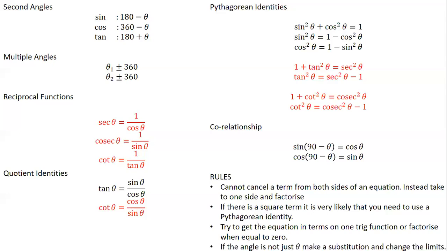So we're going to look at, and if the angle is not just theta, make a substitution and change the limits. Again, there's an example of that, which I'll point out. We're going to look at the first 3 questions in the practice sheet I'll give you, and I'll talk through them. All the other questions on that sheet are similar to these 3 exam questions.